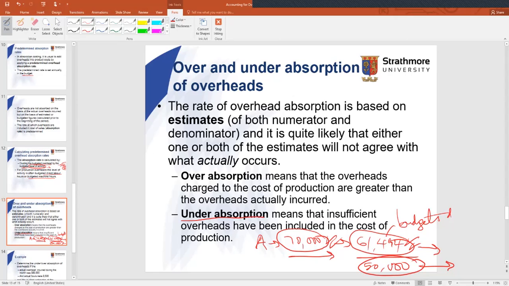Overabsorption means that the overheads charged to the cost of production are greater than the overhead that was actually incurred. This is the actual cost, but what was absorbed was 61,494. This is a case of over absorption of the overheads.